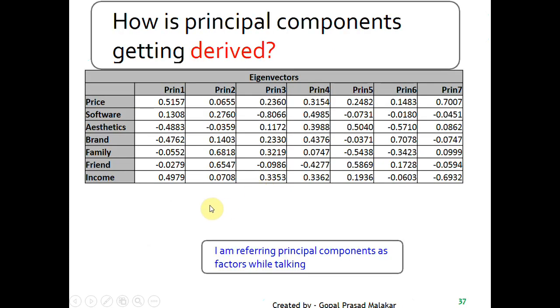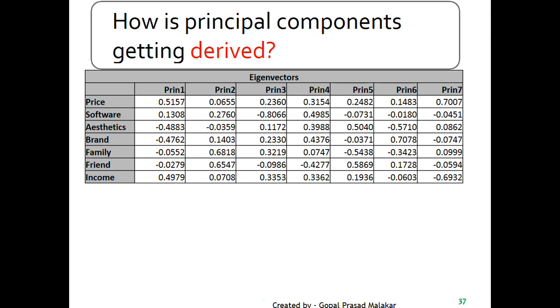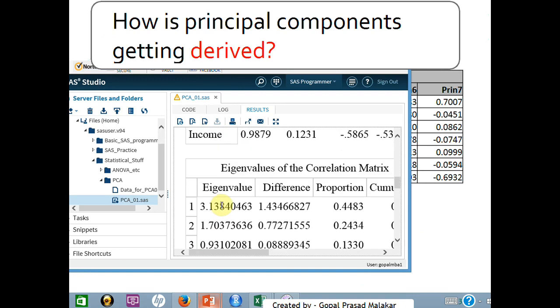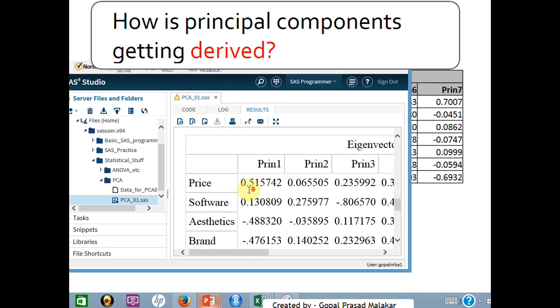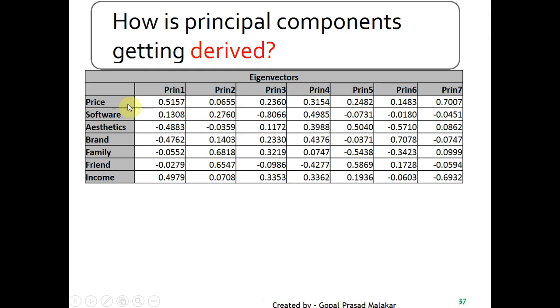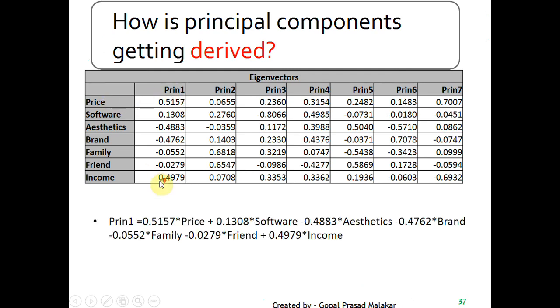Let's look at how the factors are getting derived. The last part of the output that you see shows how the factors are getting derived. So the first principal component is 0.5517 into price plus 0.1308 into software, like that. One thing you need to understand is that everywhere it is taking the standardized variable, not the raw variable.